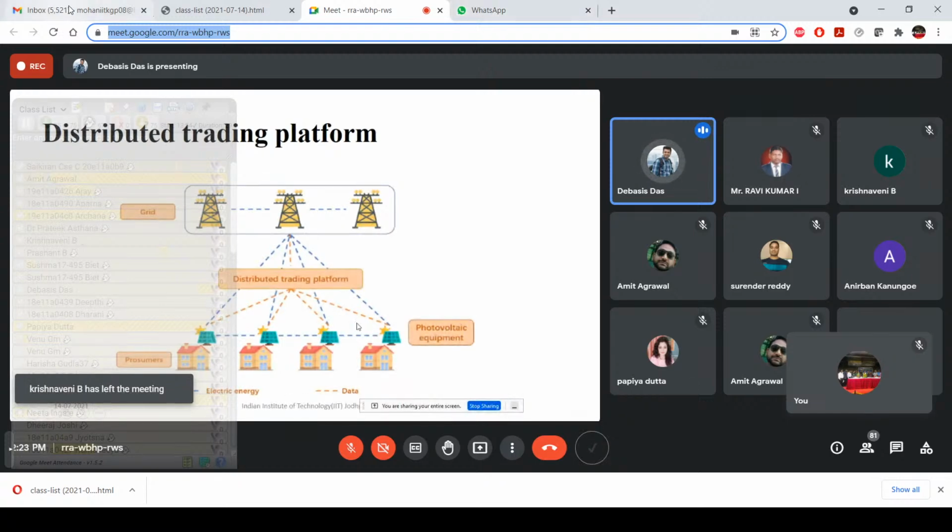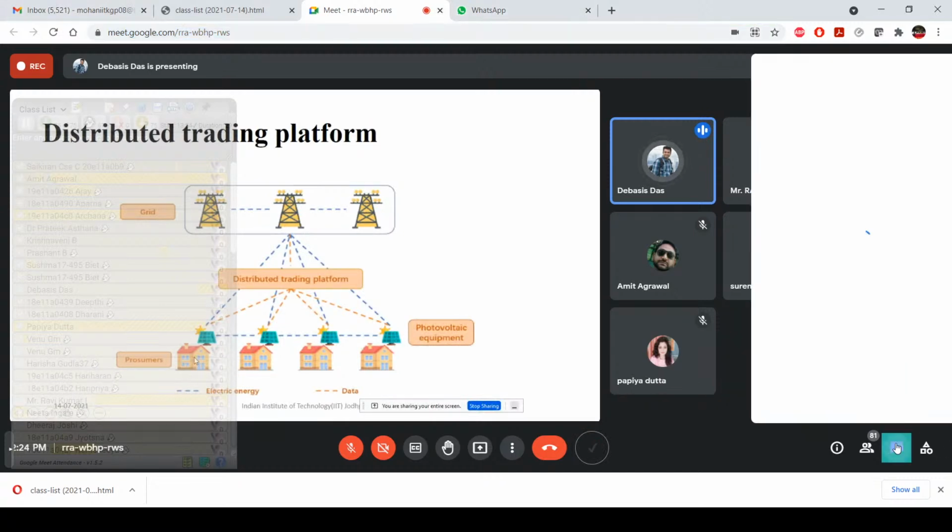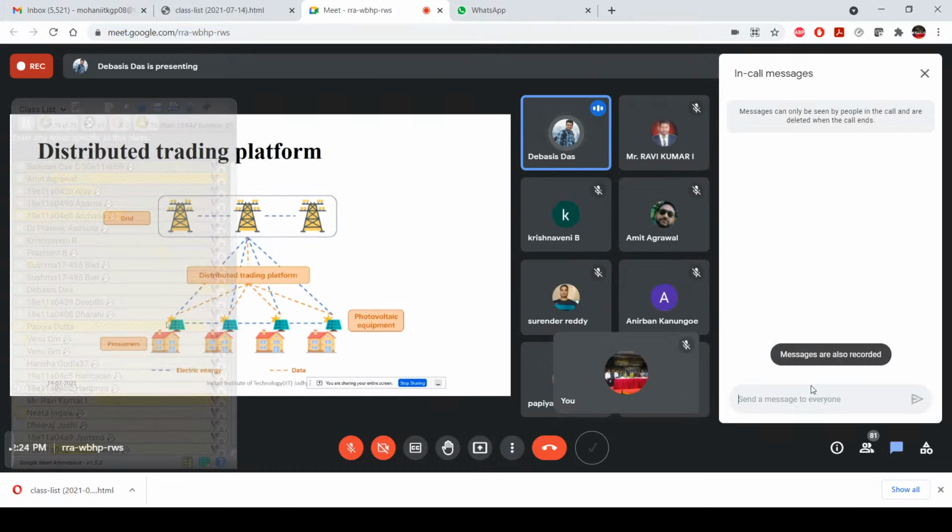Photovoltaic equipment, and along with this they have one smart meter concept, which is basically responsible for calculating what energy is consumed, what your available energy is, and then you can distribute the energy to other household users or to the smart grid. So this is basically the whole system. This is known as the distributed trading platform.